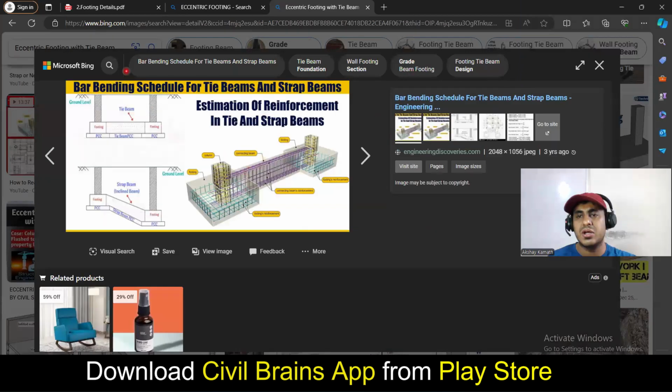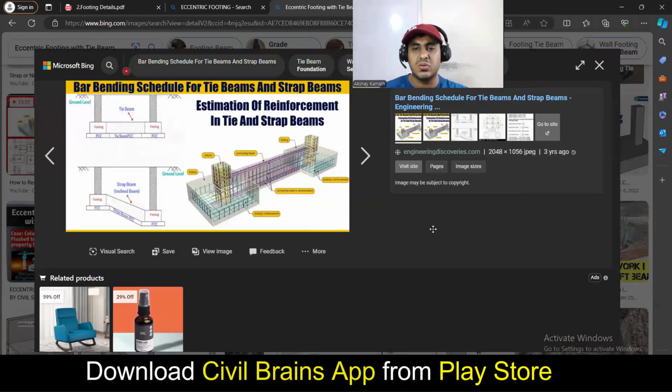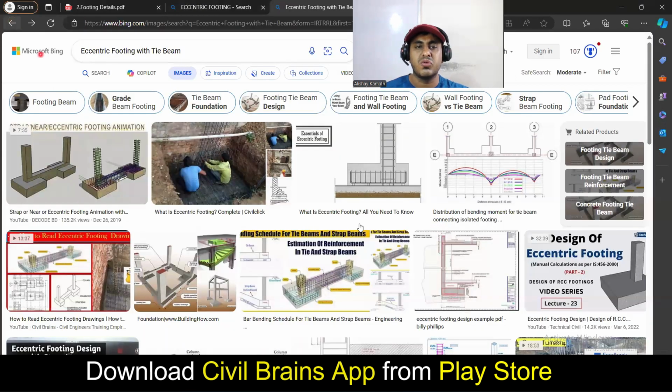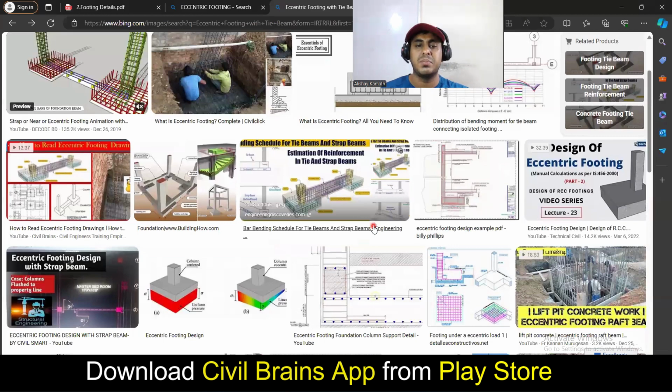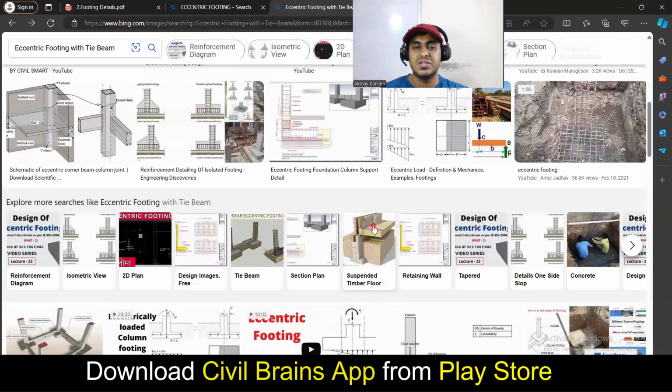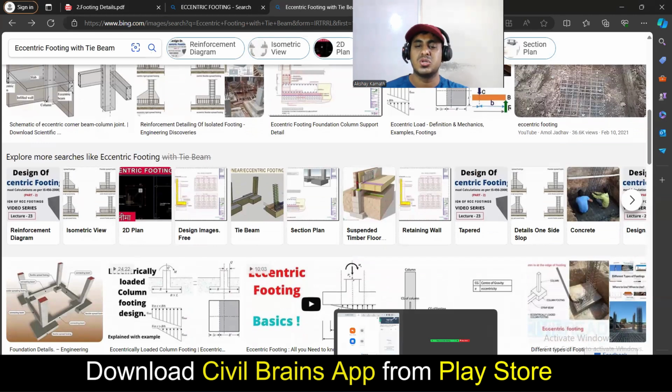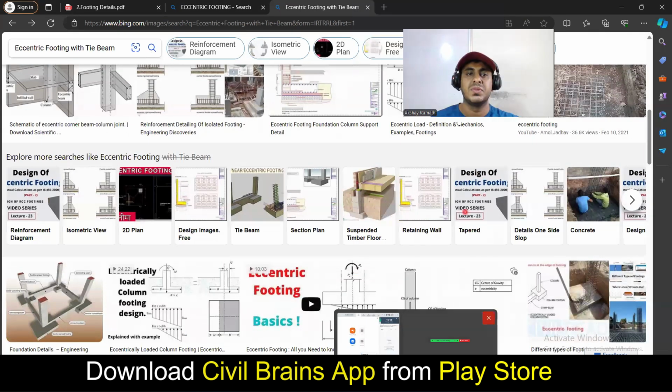I have explained the entire concept behind eccentric footings. I hope you have got a better idea about what an eccentric footing is, the reason behind providing an eccentric footing, and why the beam has to be provided. The beam is provided to take care of the moment, and we have understood in which direction the beam has to be provided. All those things we have understood.